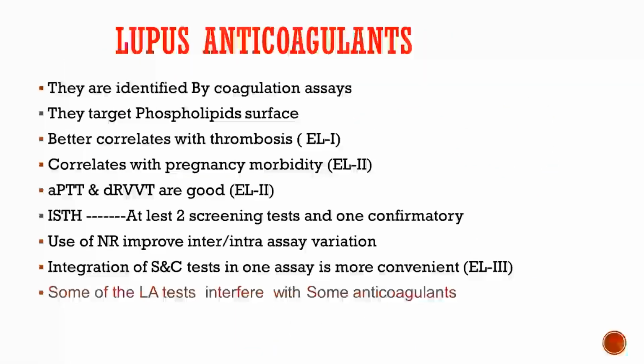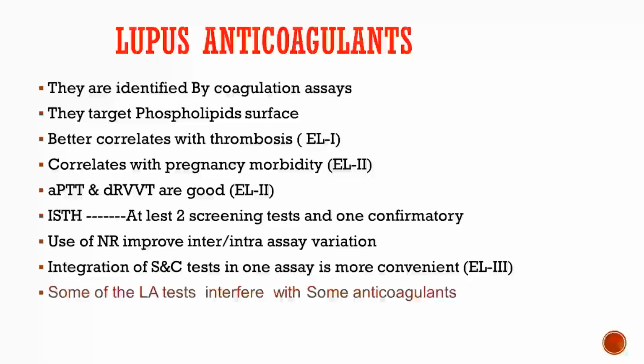As I mentioned, most of these antibodies are ELISA-based, so they are not much affected by other variables because it's a simple antigen-antibody binding. So it will depend on the specificity and the sensitivity of the ELISA to detect the presence or absence of these antibodies.